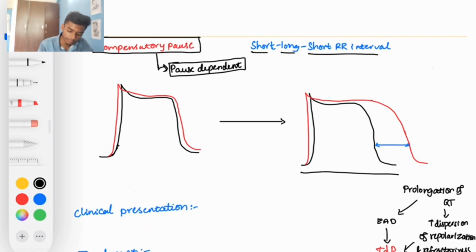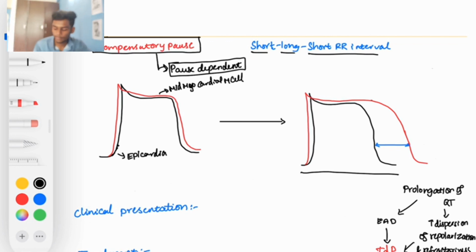Now let's see about the action potentials of different ventricular layers, epicardium and myocardium. This is the epicardial action potential, this is the mid-myocardial M cell action potential. See, I have drawn this: the action potential duration of mid-myocardial cells is prolonged, but epicardial cells remain the same. How? See, there is a term called repolarization reserve.